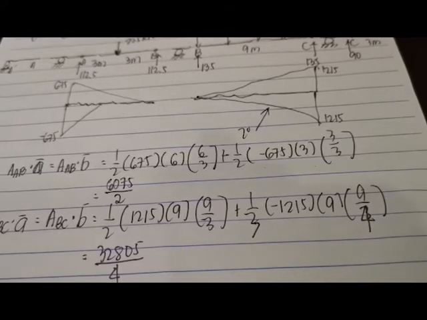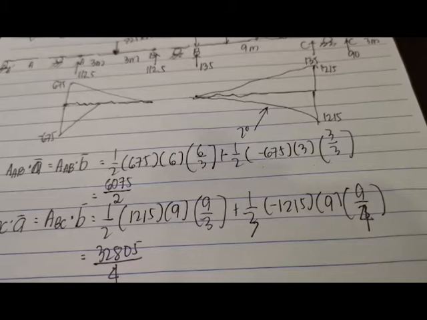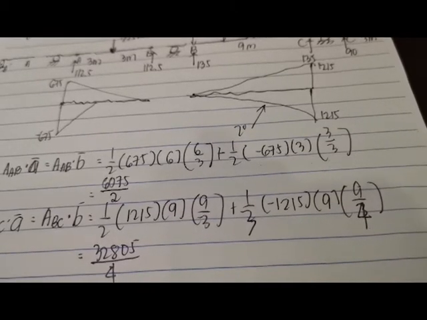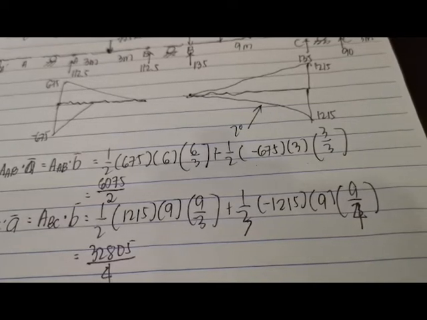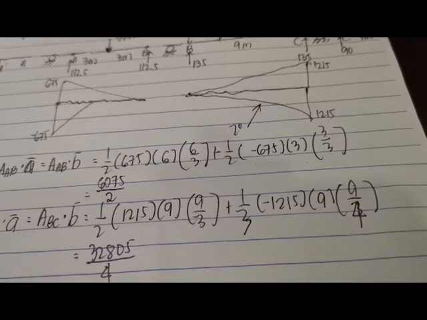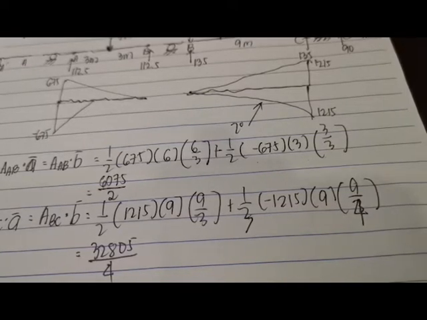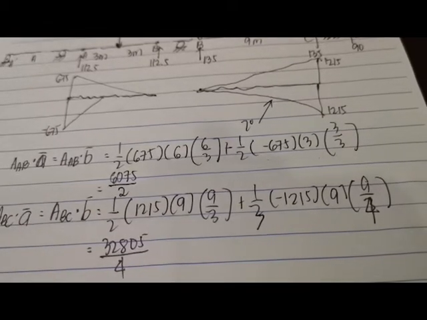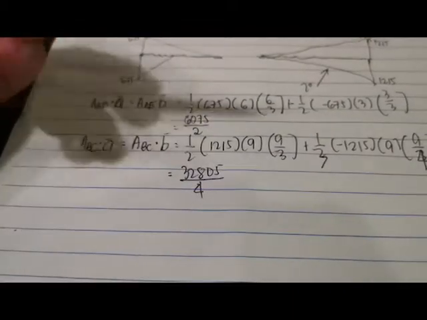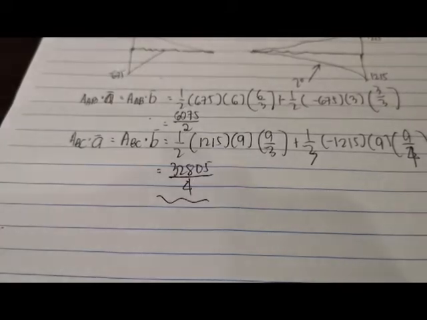Let me recheck it again. 1/2 times 675 times 6 over 3 plus 1/2 times negative 675 times 3 over 3. Both are still the same. Then 1/2 times 1215 times 9 times 9 over 3 plus 1/3 times negative 1215 times 9 times 9 over 3. Okay, they are still the same. Now we have your first moment of area for span AB and for span BC. We can now use them both on the three moment equation.